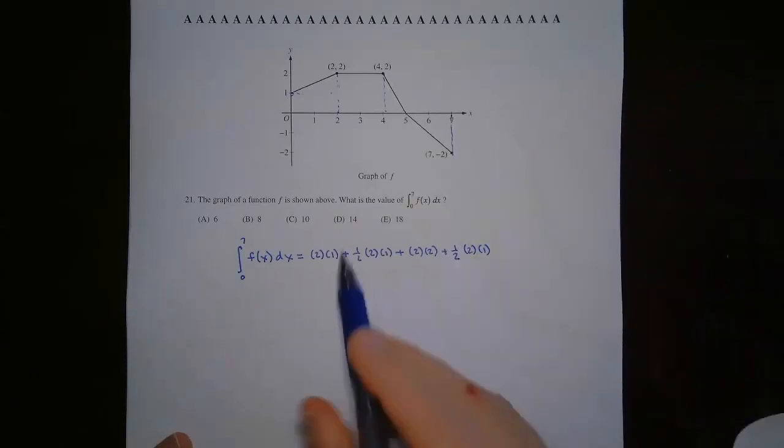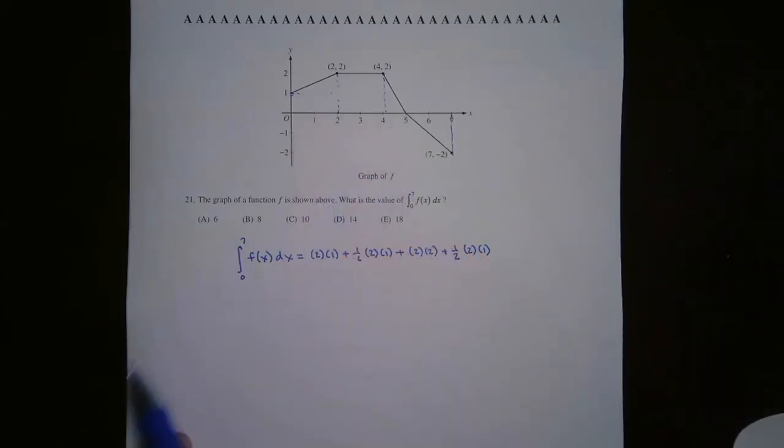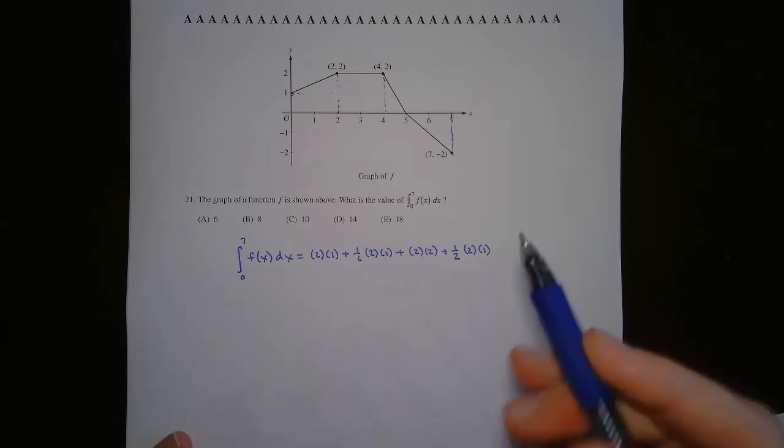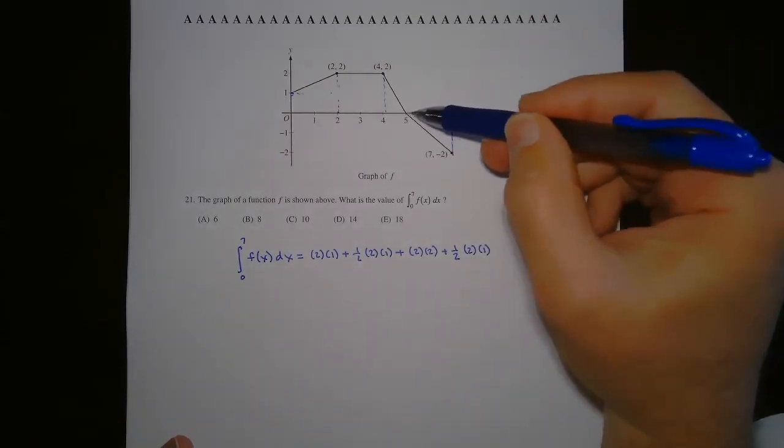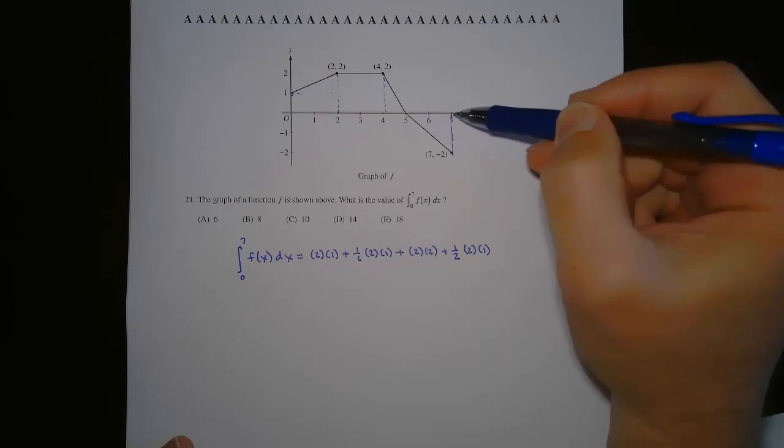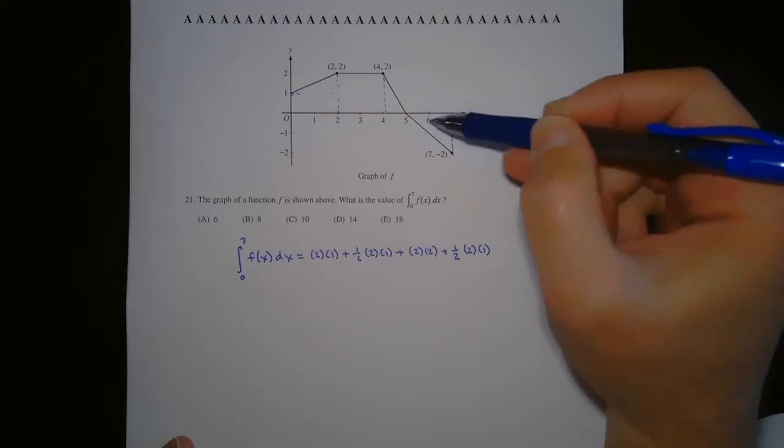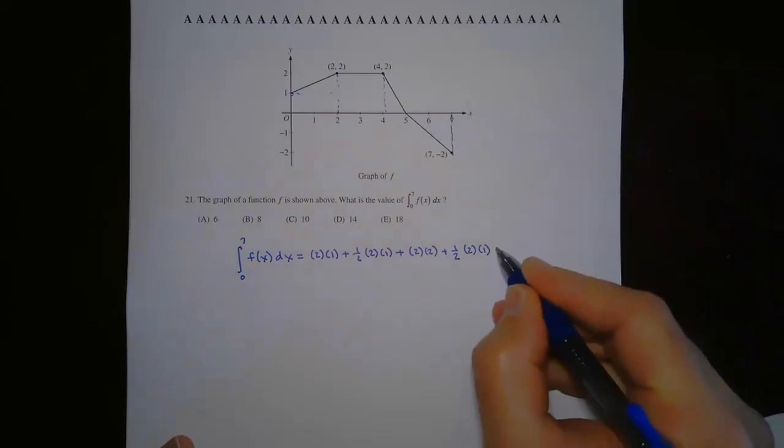Now in this case, because the function's above and we're also integrating from left to right, the area and the integral from 0 to 5 are the same. Now the area and the integral are not the same from 5 to 7, because the area is positive, but the integral has to be negative. So I'm going to write a minus.